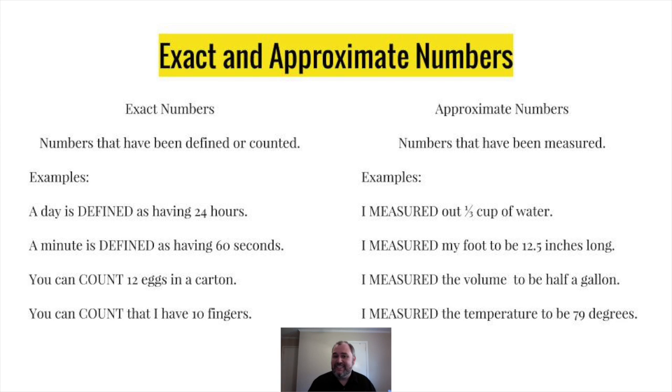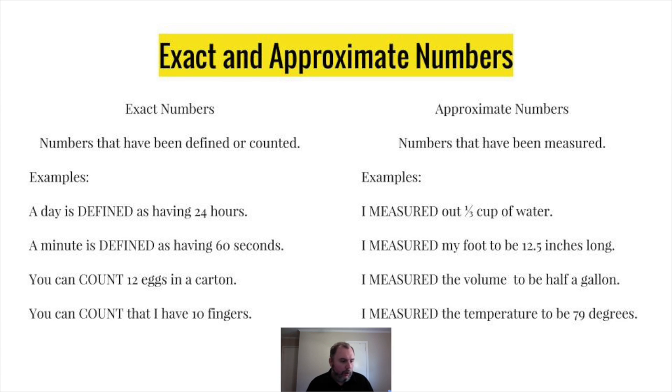So first off, what is an exact number and what is an approximate number? An exact number is simply this: numbers that have been defined or counted. I can count that I have 10 fingers. 1, 2, 3, 4, 5, 6, 7, 8, 9, 10. It is an exact number. I don't have more, I don't have less. A day is defined as 24 hours. There is no more than 24 hours in a day. Sometimes we wish there is, but there isn't. Okay? So numbers that are defined or counted are exact.